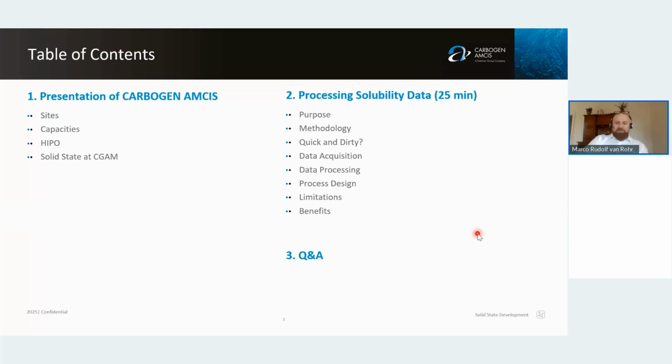This will be the shorter part, and a little bit longer part will be about how to process solubility data and how to build quite quickly a process out of that.